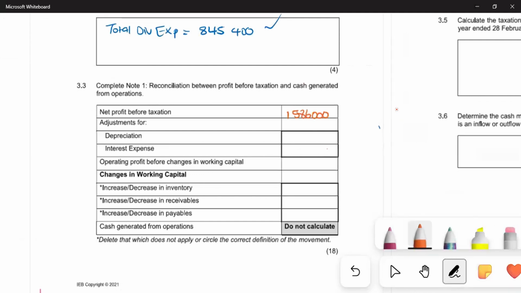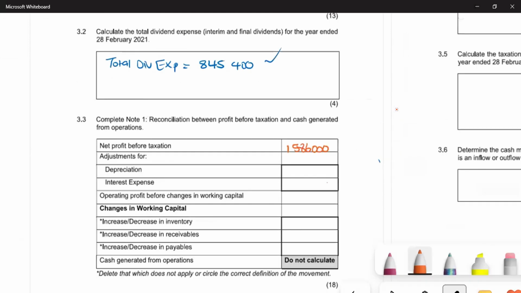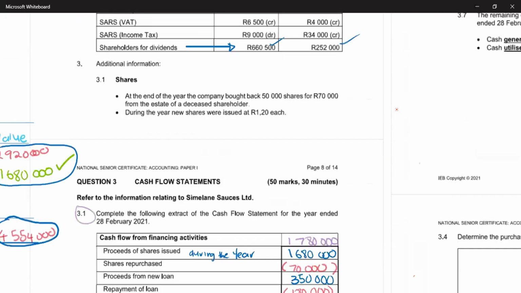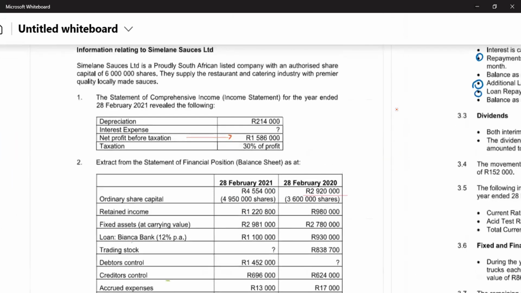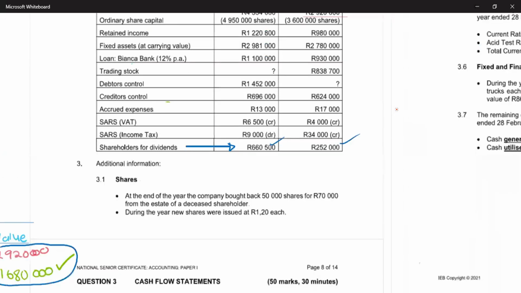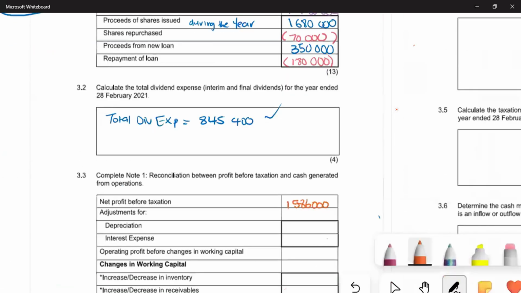Adjustment in respect for depreciation as well as interest expense. Now, am I given my depreciation amount? Yes, I'm given my depreciation as 214,000. So these I'm going to make sure that they are not in brackets. Your depreciation and interest expense, you need to make sure that you add them. So it's 214.